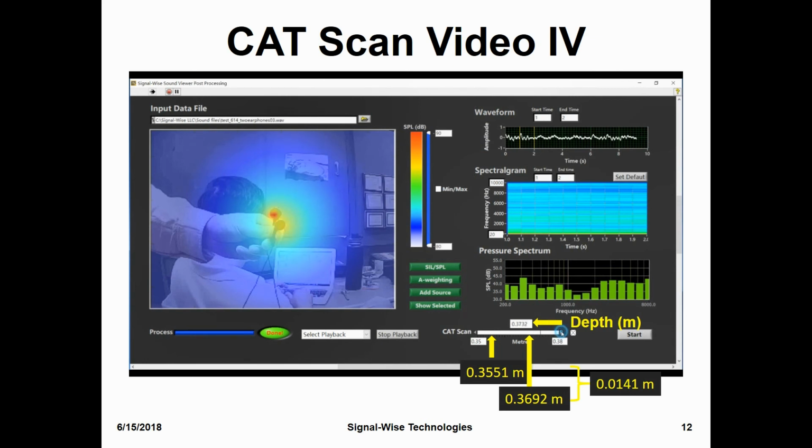In this case, the first earphone is identified at 0.3551 meter and the second earphone is at 0.3692 meter, with an offset distance of 1.41 centimeter, which is very close to the estimated 1.5 centimeter.